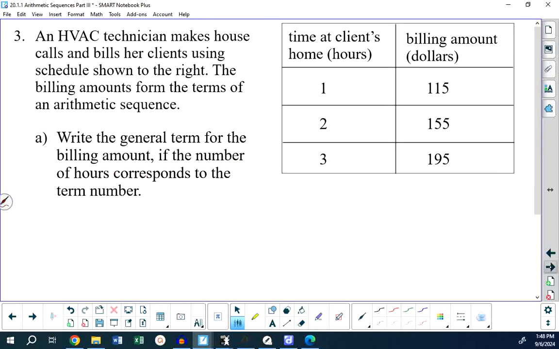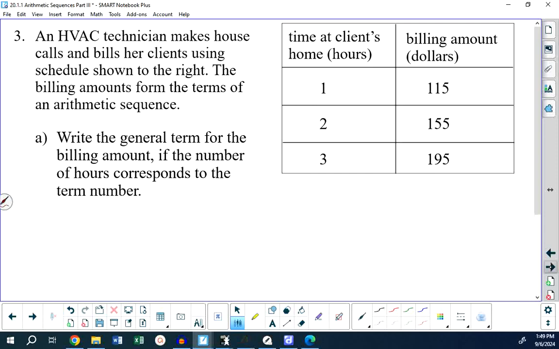This one is a little bit easier. This question, and I think maybe the next one, are simply trying to tie the concept of arithmetic sequences to some application. So an HVAC technician, somebody who works with plumbing and heating and air conditioning, makes house calls and she bills her clients according to this schedule. So she's running her own private business. The bottom line is if it's 1 hour at the client's house, it's $115. If it's 2 hours, it's $155. If it's 3, it's $195. Are you with me on that?